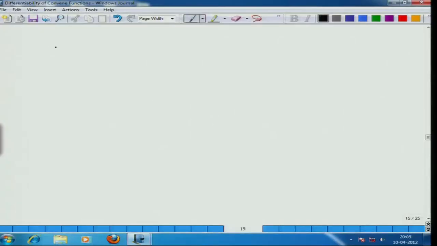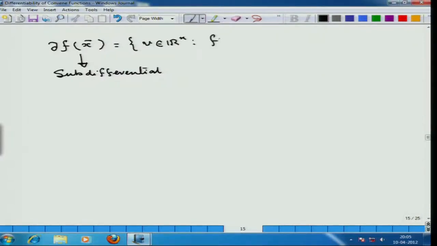So, people said, okay, let me put all the subgradients in one set and I call that set the subdifferential of f at x. So, how does the subdifferential look? It consists of all possible v in Rn which satisfy the property f(y) minus f(x bar) is greater than or equal to v times (y minus x bar) for all y in Rn. So, I collect all such possible v's.